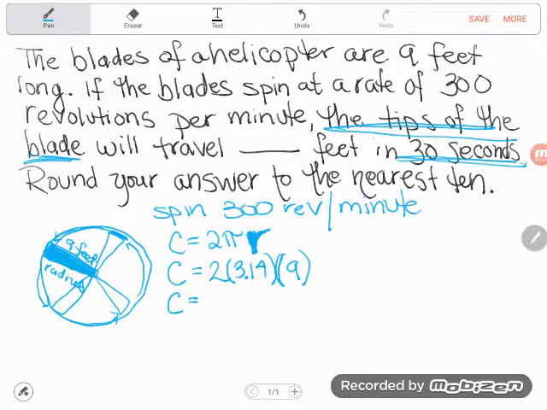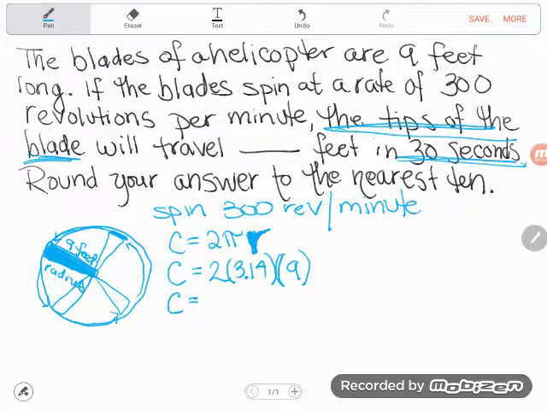Now this circumference is going to tell me how far we go around in one circle. Circumference is just once around the circle here. So let me multiply this out, and I'm using my TI-30XS calculator. So I'm going to do 2 times 3.14.